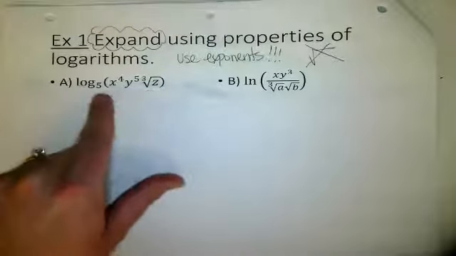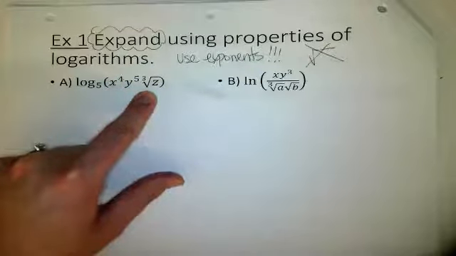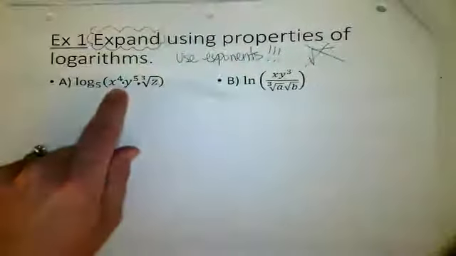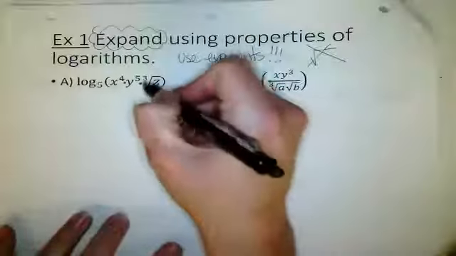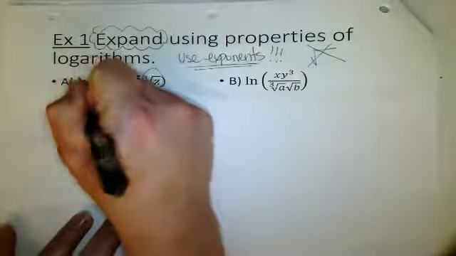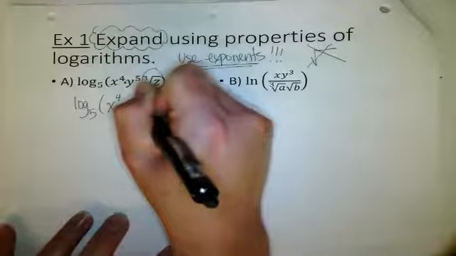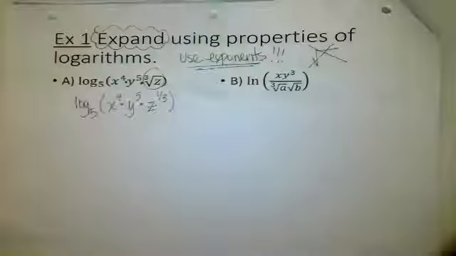So here I have log base 5 of x to the 4th, y to the 5th times the cubed root of z. This is a giant product. So this is x to the 4th times y to the 5th times the cubed root of z. So what do you want to do? Yes. This cubed root of z we can rewrite using exponents, so we absolutely want to do that. x to the 4th times y to the 5th times z to the 1/3. We don't want to see any radicals. We're going to use exponents.